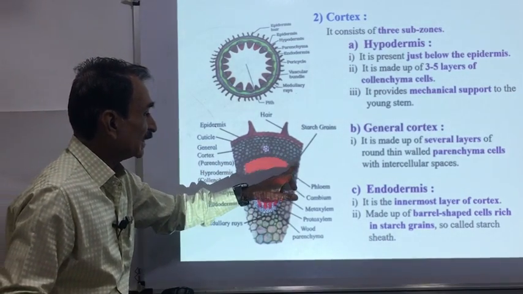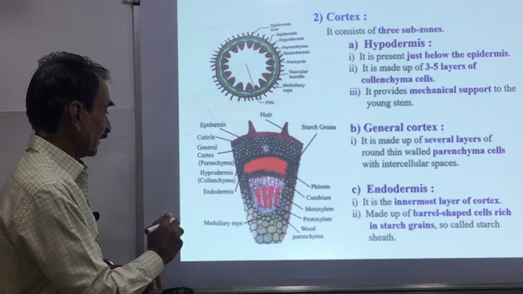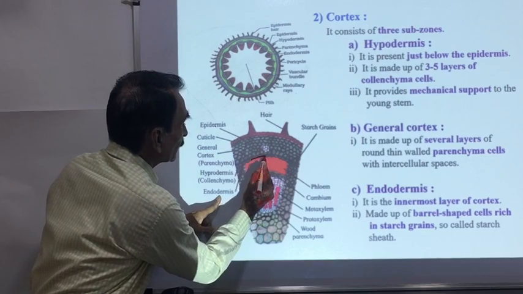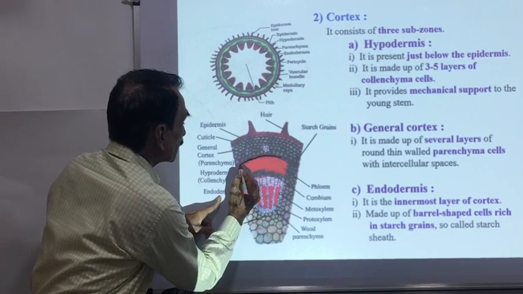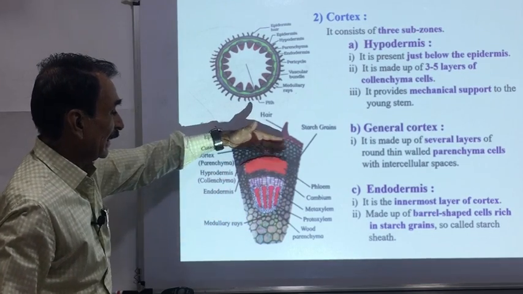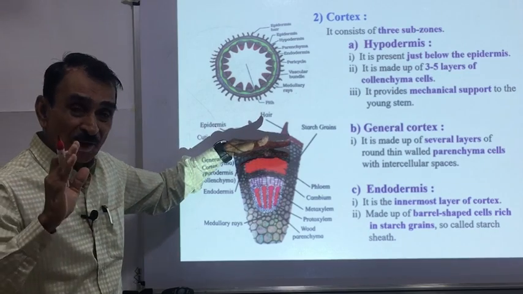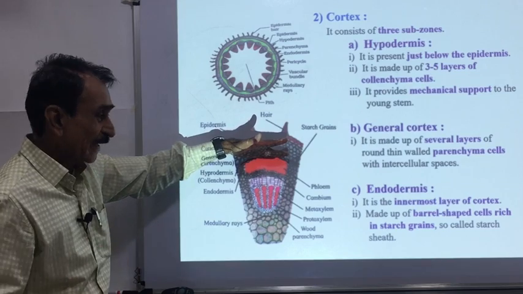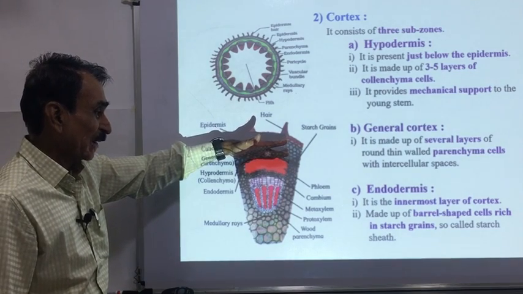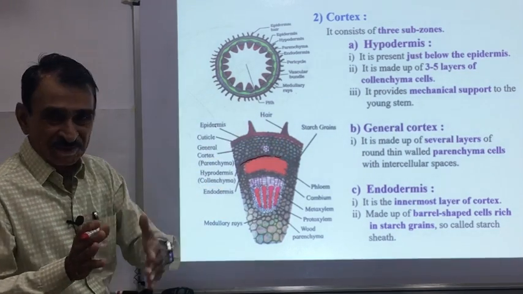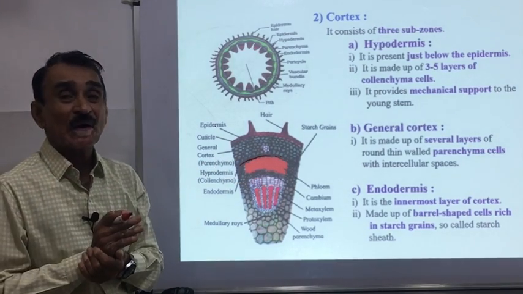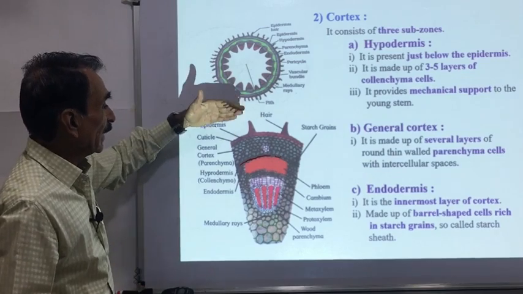The innermost layer of the cortex is called the endodermis. Here you can see, this is the endodermis. This endodermis is made up of barrel-shaped cells. This is the innermost layer of the cortex, and it is made up of barrel-shaped cells, as I just told you, which contain starch. So it is also called a starch sheath.